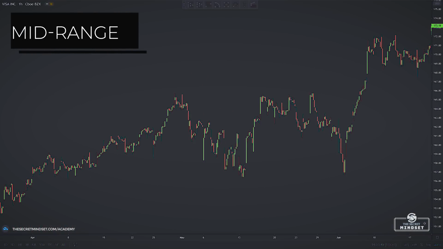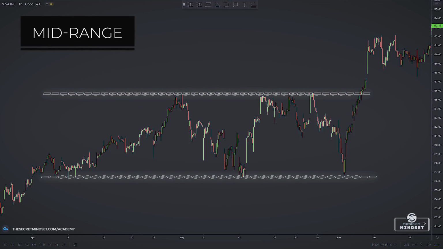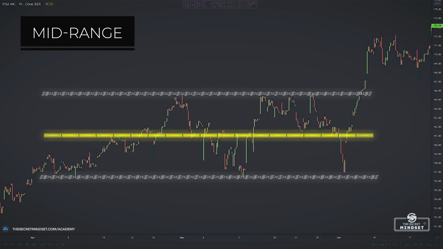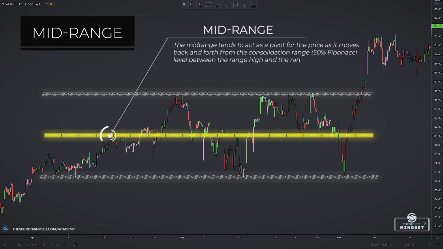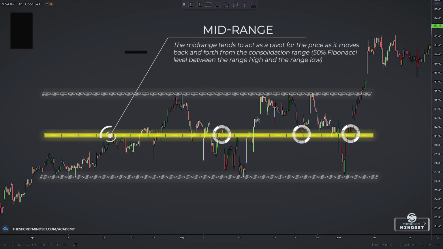Of prime importance in a sideways market is often the mid-range of the area. The mid-range tends to act as a pivot for the price as it moves back and forth from the consolidation range. This is basically the 50% Fibonacci level between the range high and the range low. Generally, above the mid-range, price is bullish, and below the mid-range is bearish, and the range high will act as resistance, and the range low will act as support.